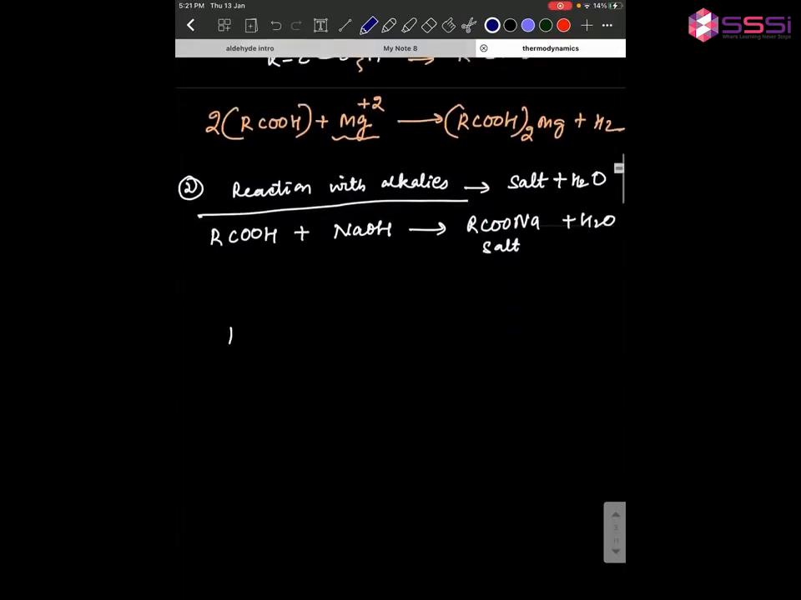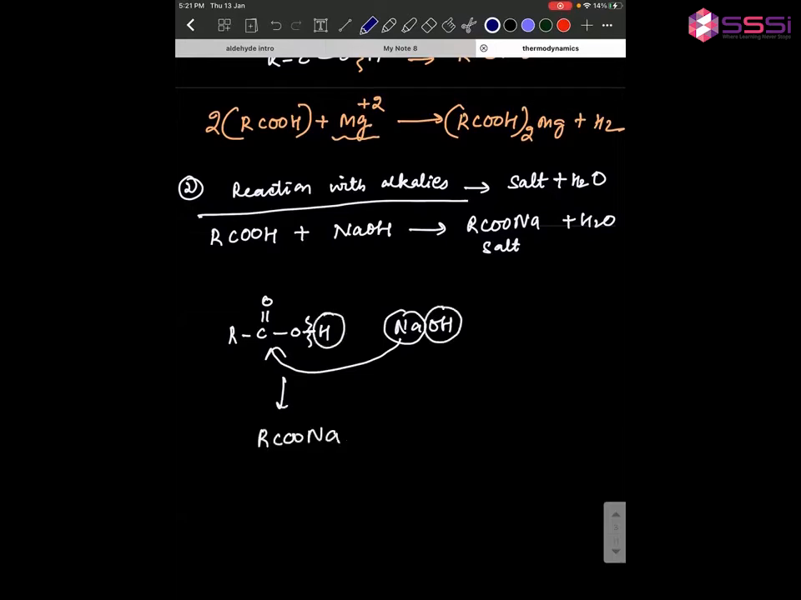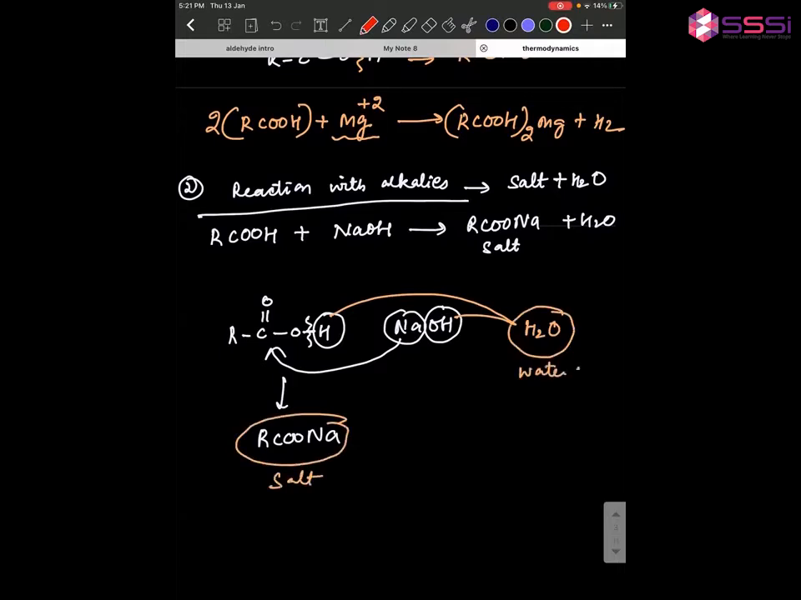How are we getting this? Just see that we have this carboxylic acid and this NaOH. Cleavage occurs here. Now this Na part goes onto this and forms the salt RCOONa. We are left with one H and one OH, and these two combine to form water. So these are the two products that we are getting: salt and water. Clear?